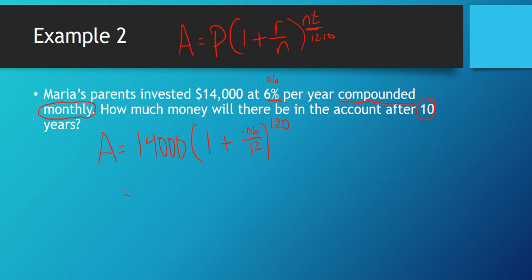Now again, you can type this into your calculator, but you need to make sure that for this fraction bar, you use the divide sign, because we can't actually have a decimal inside a fraction. So if you use your fraction button on your calculator, you will get an error. So go ahead and type this in: 14,000 parentheses 1 plus 0.06 divided by 12 raised to the 120th power. I got $25,471.55. So since it's money again, I'm going to round to 2 decimal places.